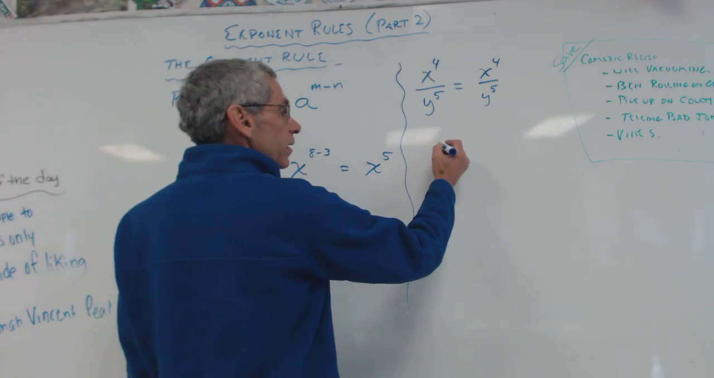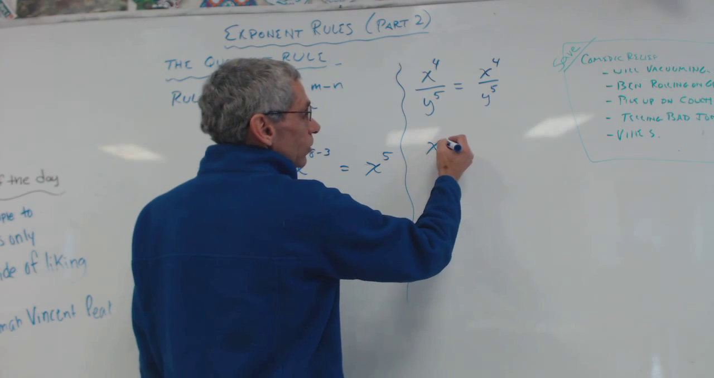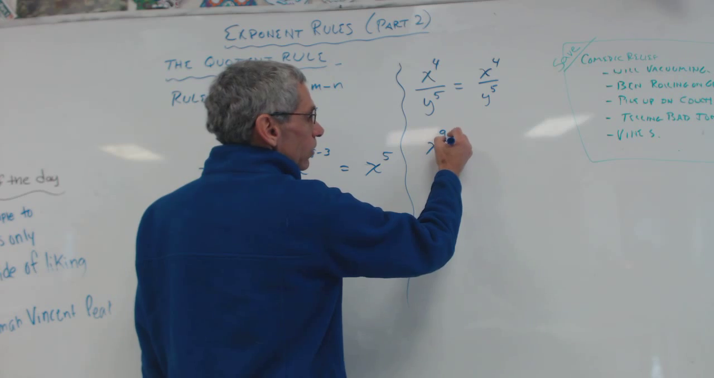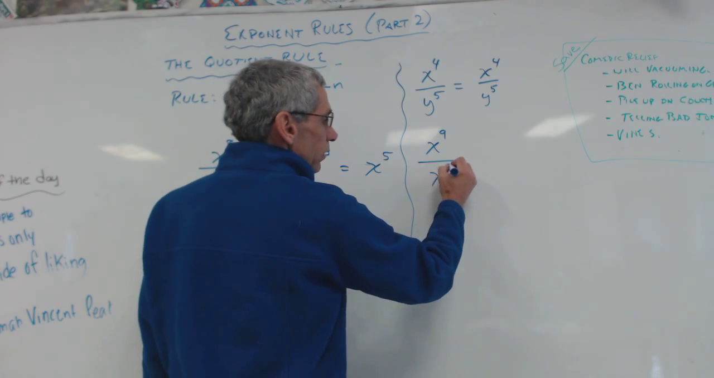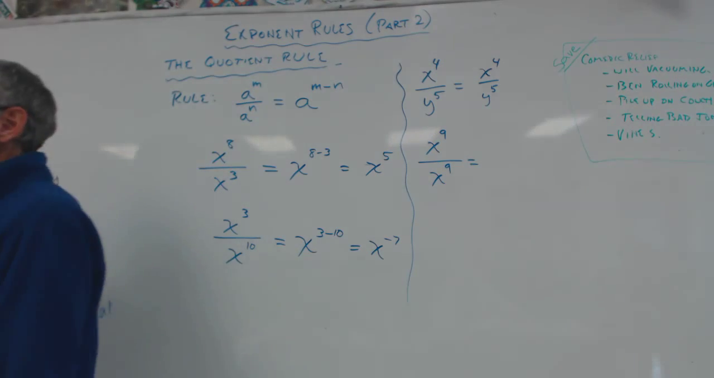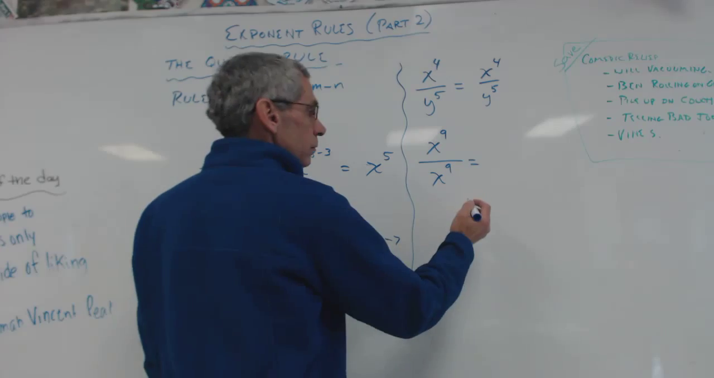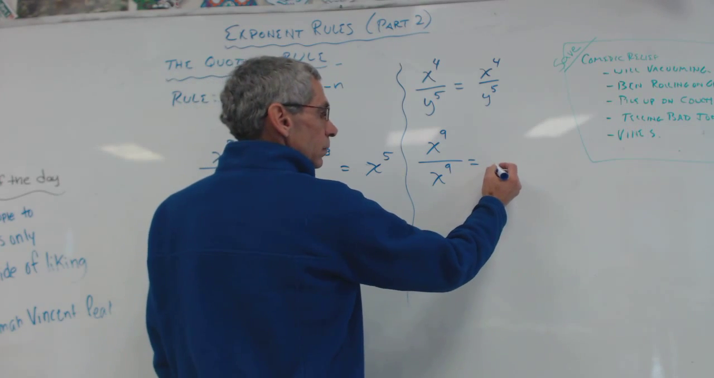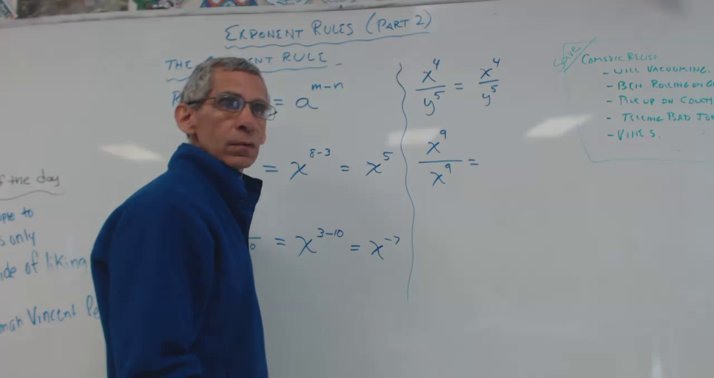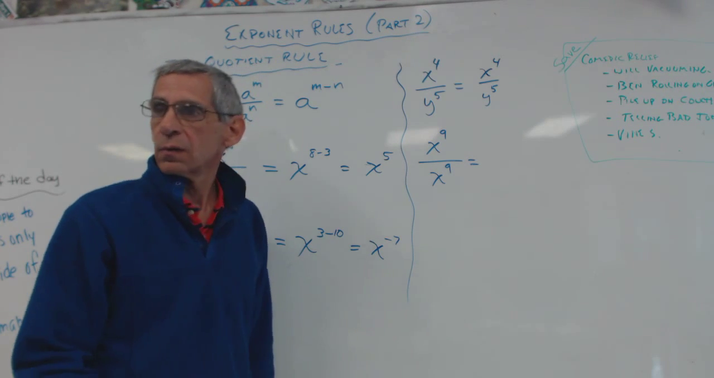All right, here's another one. How about this? X to the 9th over x to the 9th. What would that equal? X. Just X. One X. The X at first power. No, wouldn't it be X to the 9? No, the X to the 0th power. Zero. So it'd be 0.